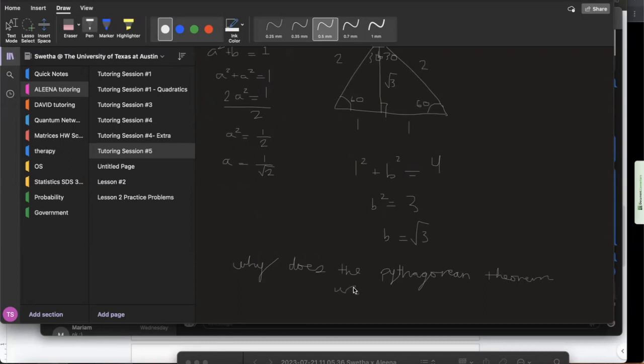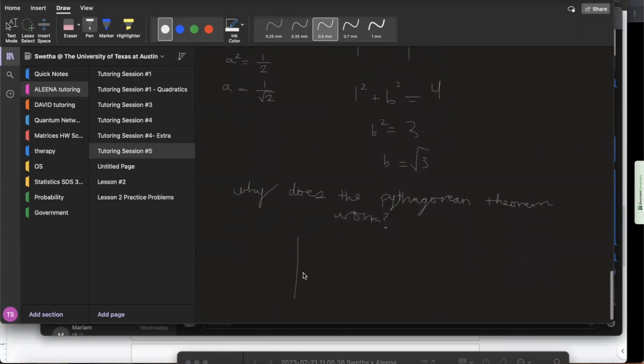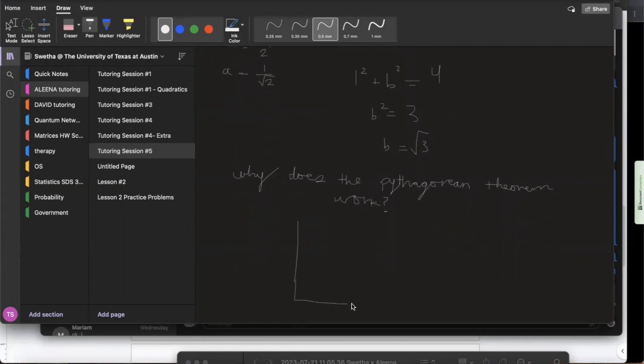I guess this is the first time that I'm doing this as well. So let's see why we think that the Pythagorean theorem works. Or at least, I don't know if this is way too complicated for the information that we have learned so far. Because if it involves trigonometry, then we can hold off on figuring out why it works. This is the first time I'm trying to figure this out myself.